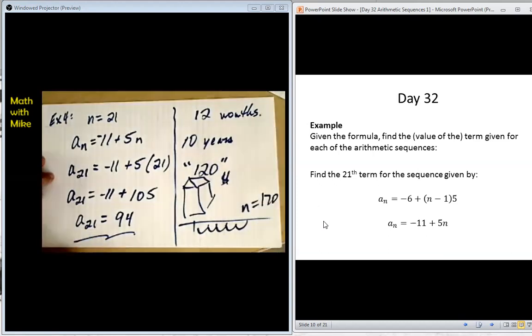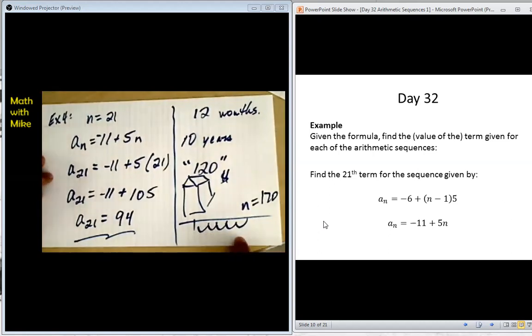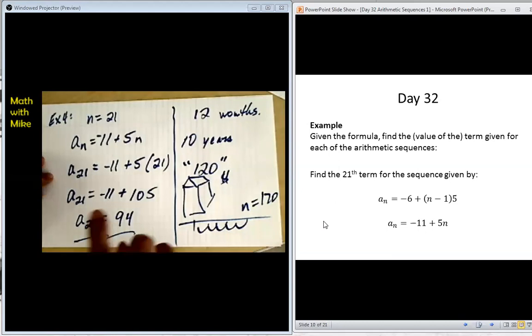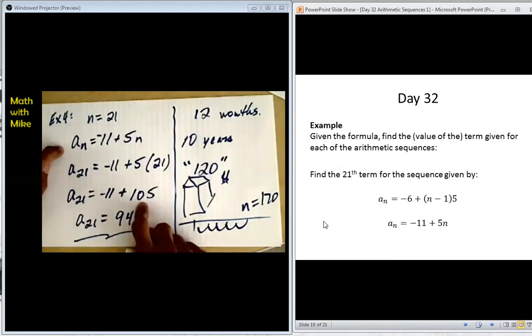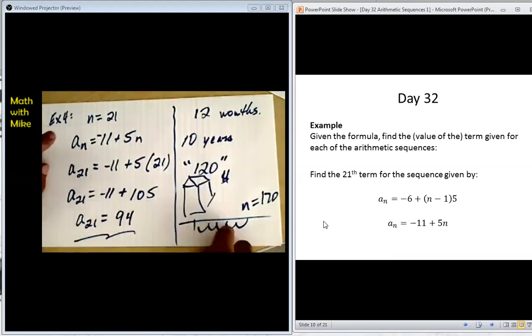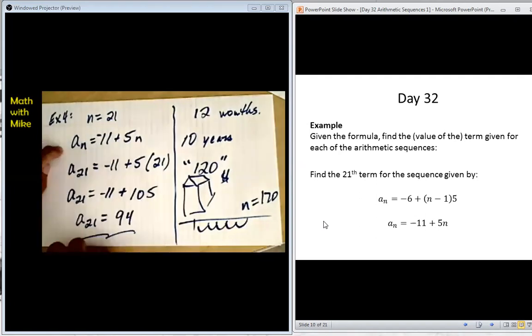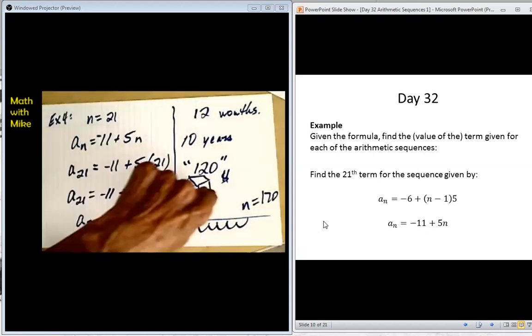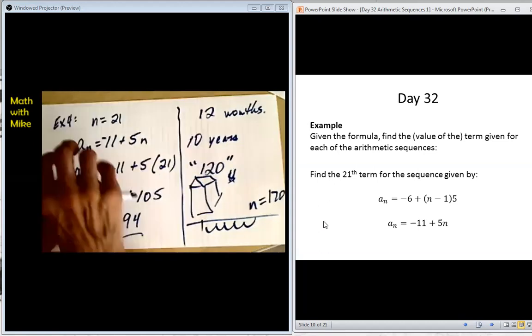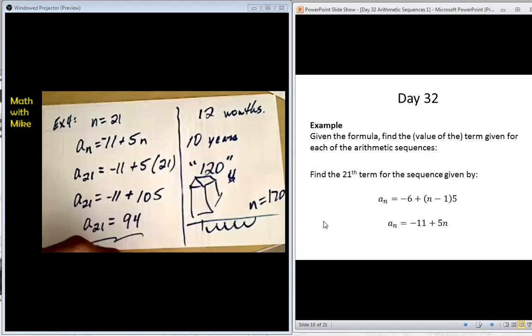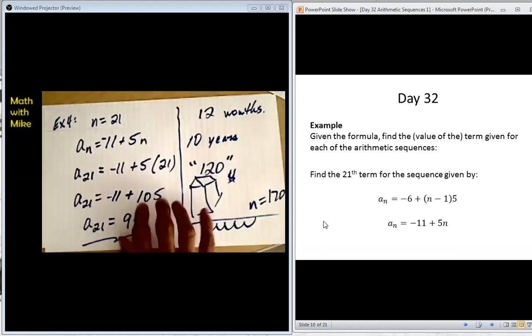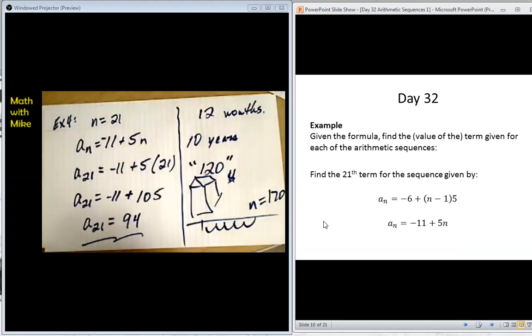120. Do you want to bounce from term to term? No. You want a formula to get there fast, right? If you want 120, boom, you put 120 in there, and you know it right away. If you want to go for 20 years, that's double, 240. Do you want to bounce 240 times? No. Use the formula. Done. That's the benefit of it. A little brief introduction there.